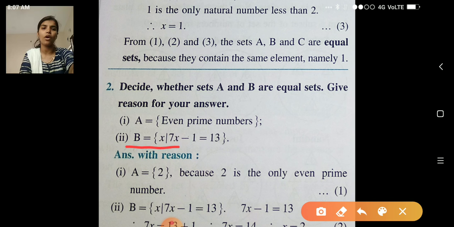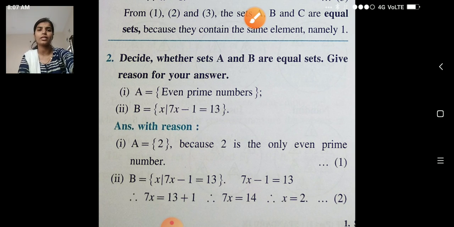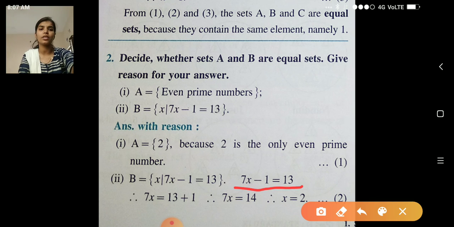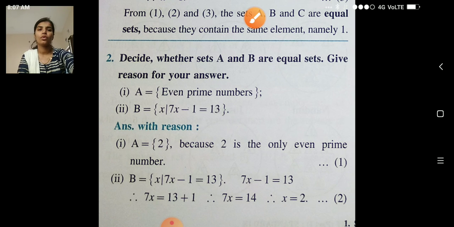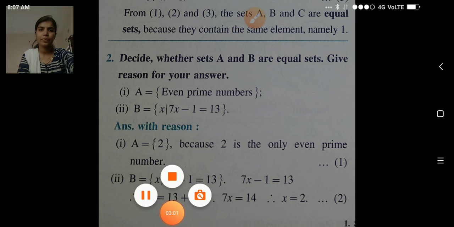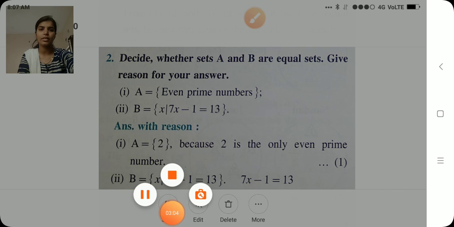Then the second set is given to you. B is the set of all x such that 7x minus 1 is equal to 13. Here also we want to solve the equation. When you send the minus 1 in the opposite direction, it becomes plus. So 7x is equal to 14 and x is equal to 2. That means in these two sets we have the same element 2. So these two sets are equal sets. Okay. Then we will see the next example.